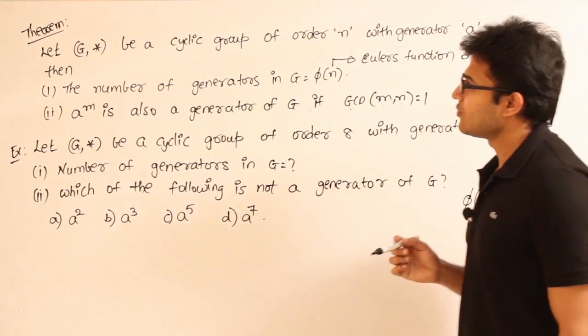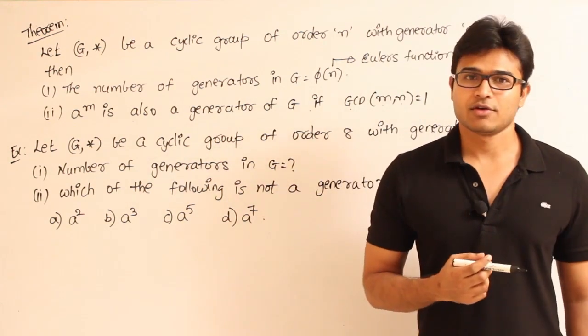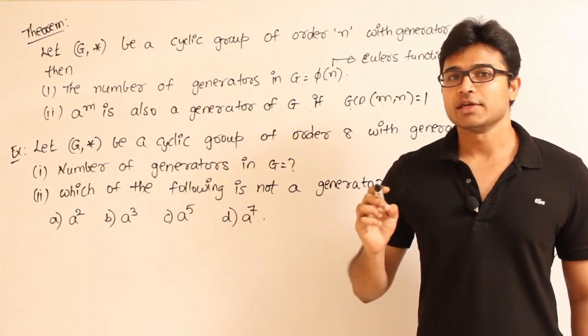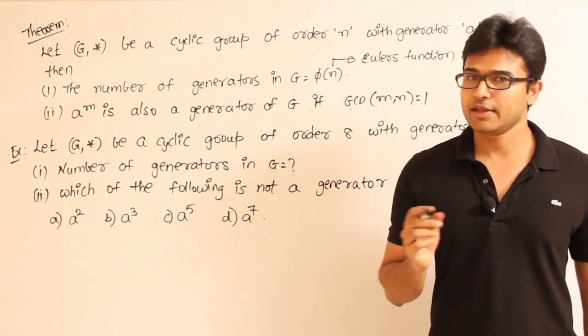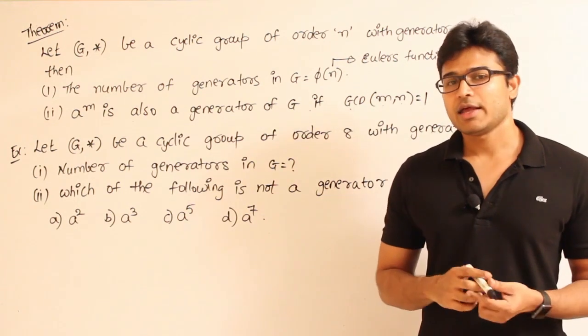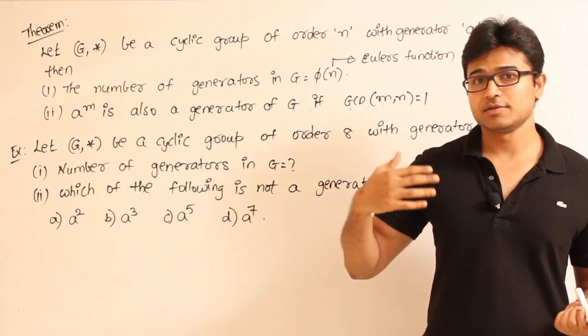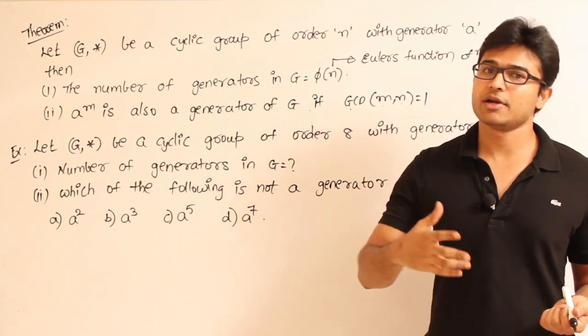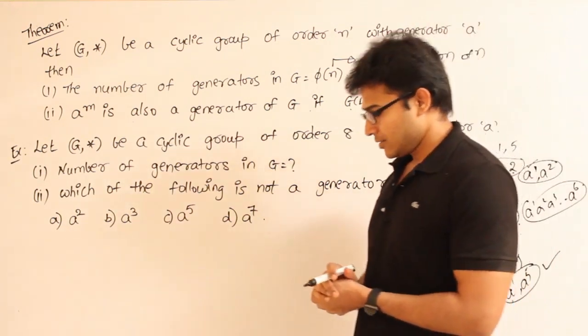Got it? So why is this useful? This is especially useful if you are trying to find out the number of generators that can be present in a cyclic group with n elements. So how many generators will there be? Phi of n. And what are all the generators? If you can find one generator, you can simply raise it to the power of some number and find all the other generators. Let's see this example. Let's check this one.